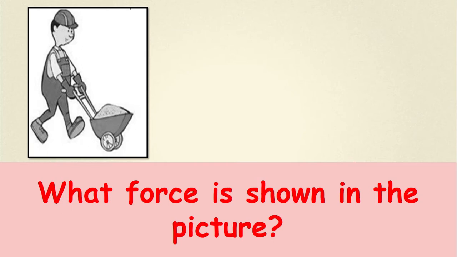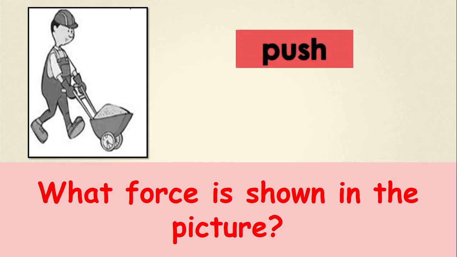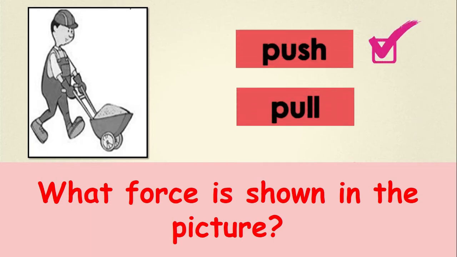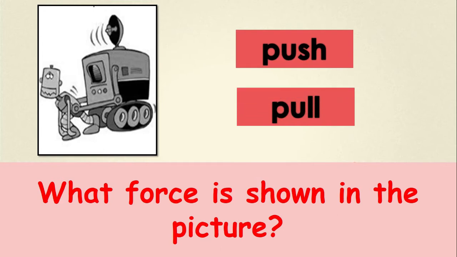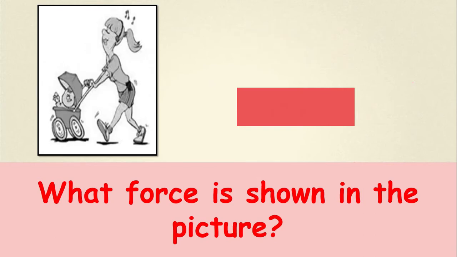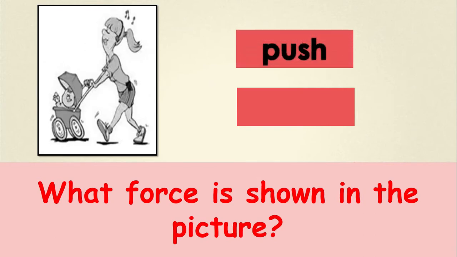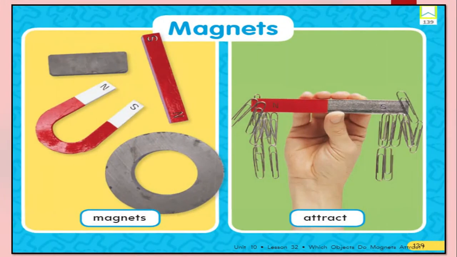Okay, on our activity, let us have the first one. What force is shown in the picture? Is it push or pull? That is push. Next, what force is shown in the picture? Push or pull? That is pull. Very good. Next, what force is shown in the picture? Push or pull? That is push. Now, that's the end of our review about changing how things move. And now, let's proceed to the next lesson about magnets.